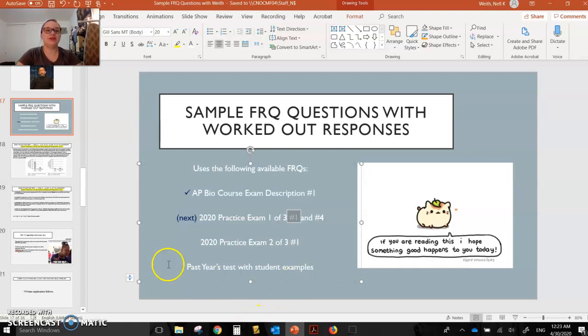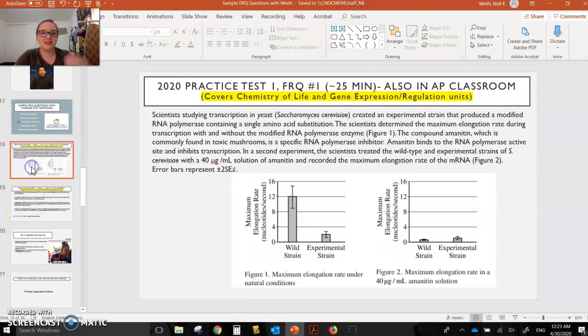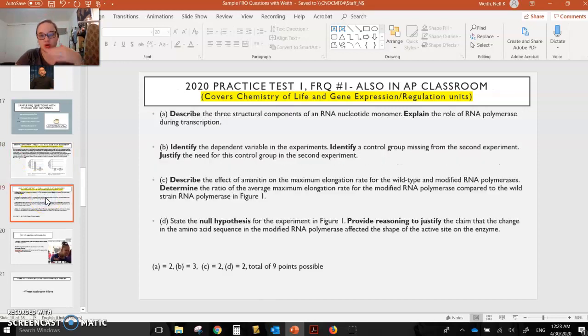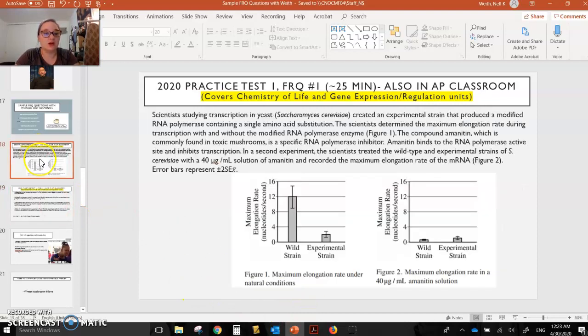He's usually asleep. So this is the question, FRQ number 1. It's got an A, B, C, D prompt following it, and it's worth 9 possible points from this test. This is one of the styles that you would be expecting to see, where this one is covering chemistry of life and gene expression regulation. I would say a little bit of enzymes in there too, which can go in chemistry of life or energetics, but it's there.